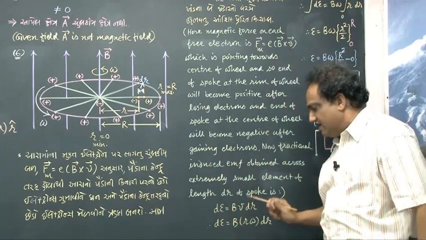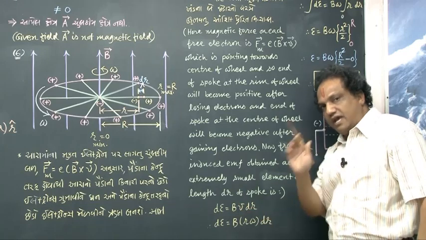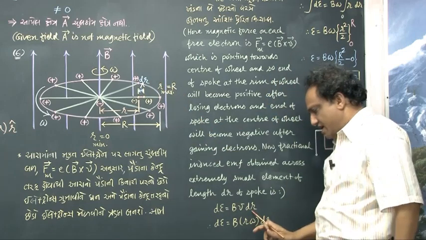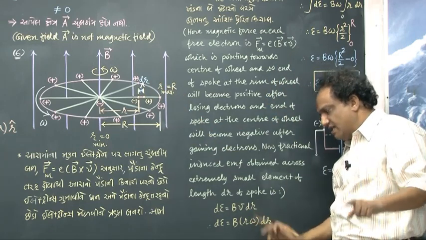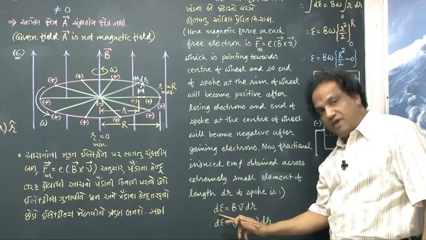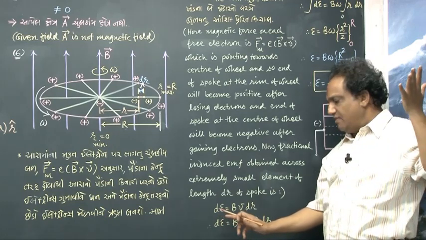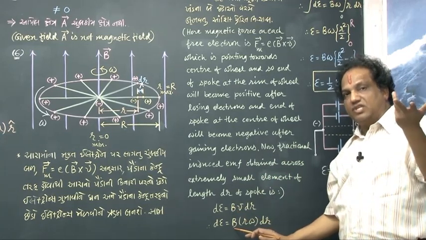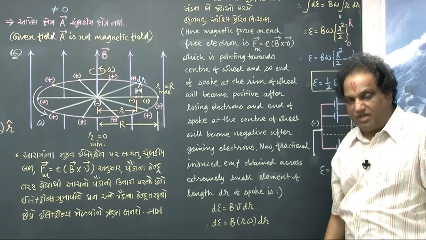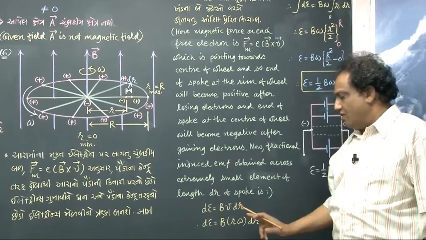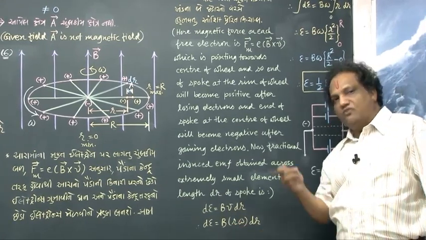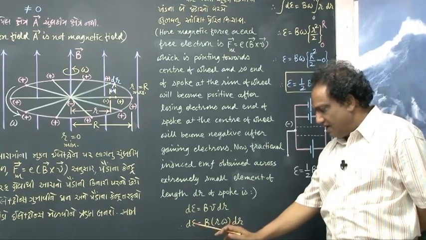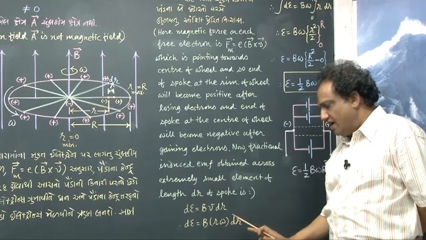Magnetic field is B, velocity I am taking V, and the length of this element is dr. Because it is a partial length, I should write partial EMF, or fractional EMF, let it be dE. B as it is. Don't you know the scalar relationship between linear velocity and angular velocity, which you studied in second semester? V equals R omega. Now dE equals B into R into omega into dr.